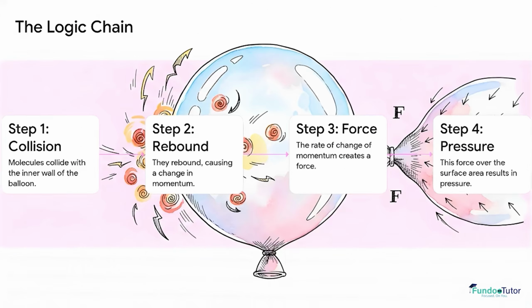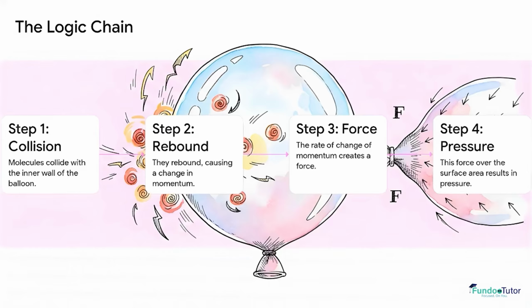Ready? Step 1. Those zippy little gas molecules are constantly smashing into the inside wall of the balloon. Step 2. When they hit the wall and bounce off, they change direction. A change in direction means a change in momentum. Step 3. And what do we know about the rate of change in momentum? It creates a force. And finally, step 4. That force spread out over the entire inner surface of the balloon is what we call pressure. See? Each point flows right into the next.